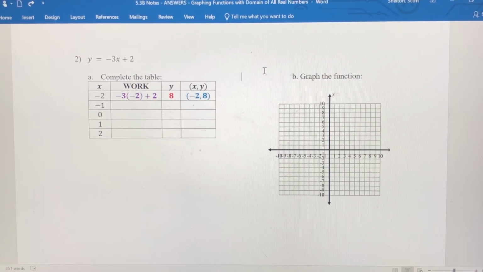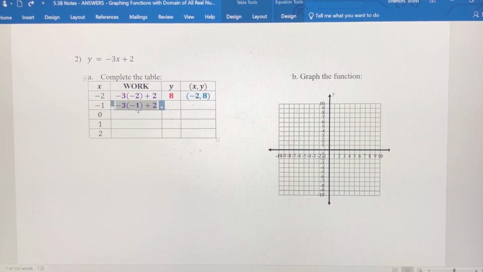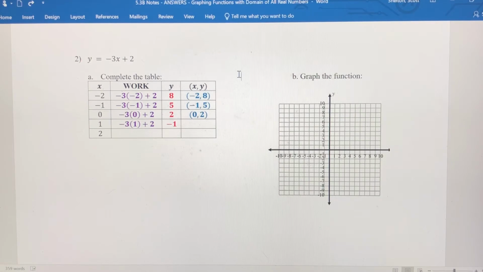All right, let's plug in -1. -3 times -1 is 3. 3 plus 2 is 5. So that gives me an ordered pair of (-1, 5). Let's plug in 0. -3 times 0 is 0. 0 plus 2 is 2. So that gives me an ordered pair of (0, 2). When I plug in 1, I get -3 plus 2, which is -1. So that gives me an ordered pair of (1, -1). And when I plug in 2, I get -3 times 2, which is -6, plus 2 is -4. So that gives me an ordered pair of (2, -4).